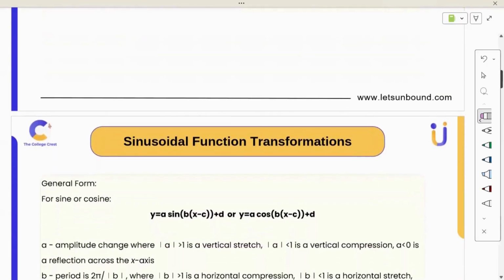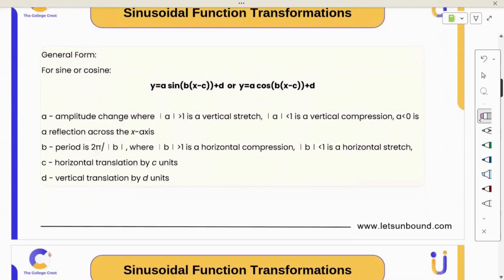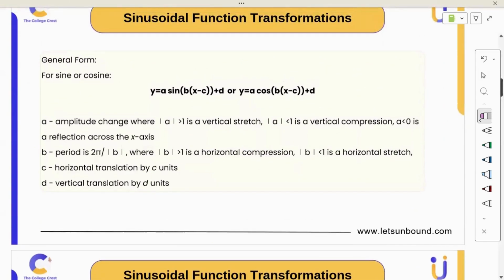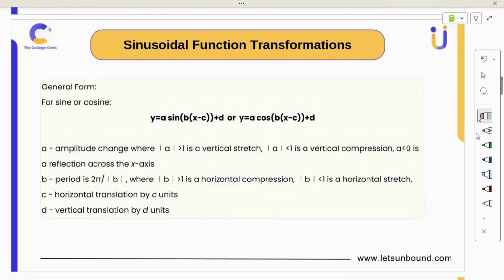The general form of a sinusoidal function, for sine and cosine, is y equals a sine b times (x minus c) plus d. This is important: if you have bx minus c, you should take the b common, so it becomes b times (x minus c). You have to manipulate it like this. And y equals a cos b times (x minus c) plus d. Many unknowns are there: a, b, c, d.